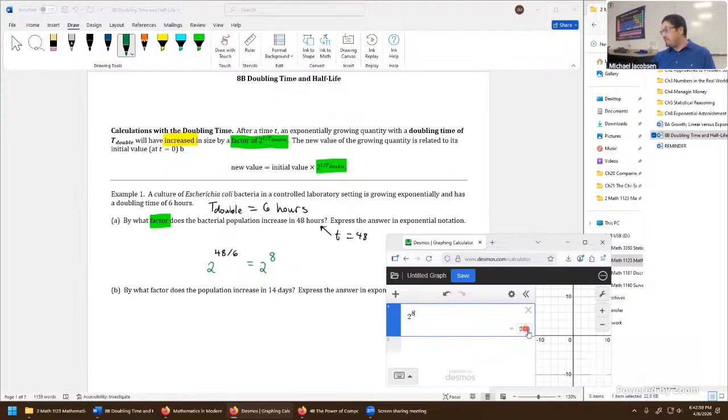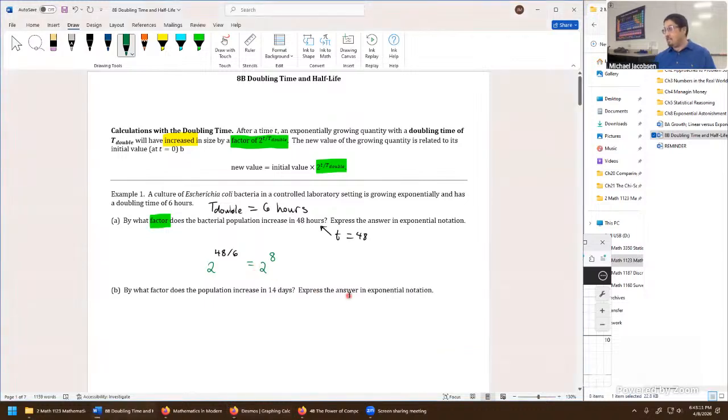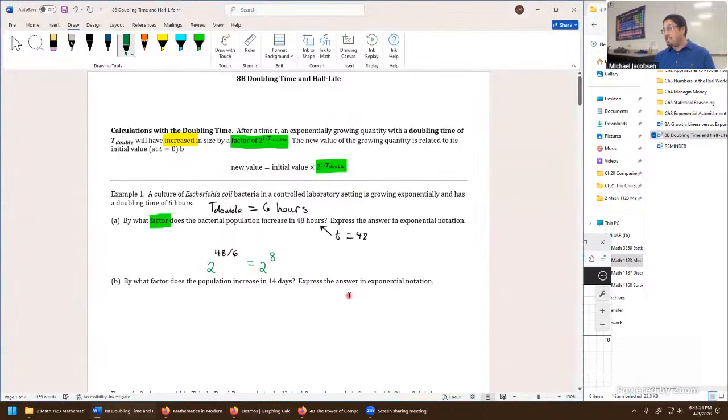And it's weirder still because it's tempting to say 256, and I'm happy with that answer on a quiz or an exam. But my lab is very specific. They really want exponential notation, so this is the only way you could format the answer. Well, that's how much it's going to grow by, the growth factor in 48 hours.